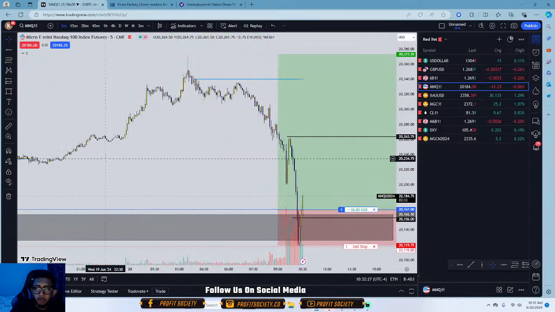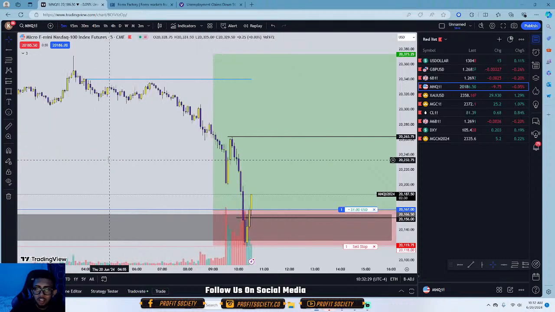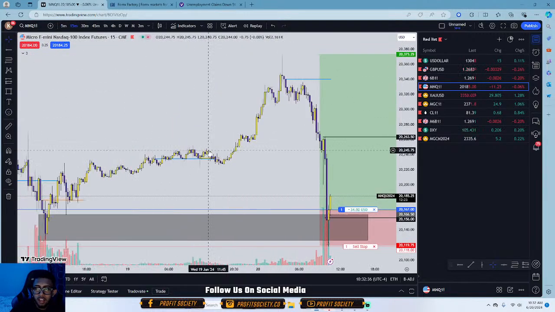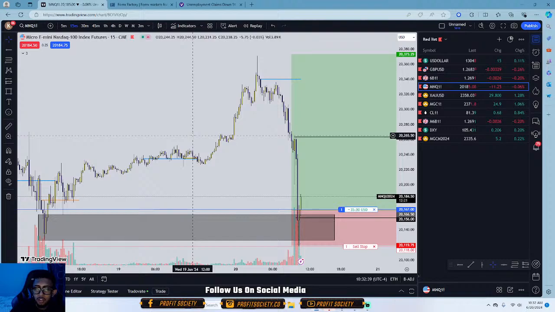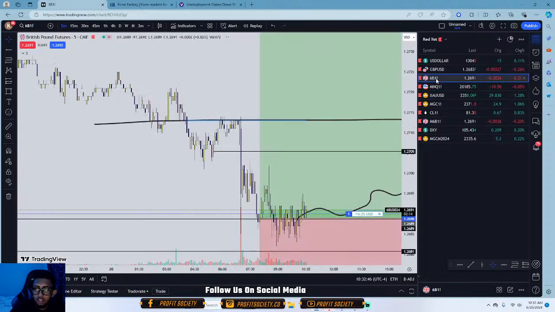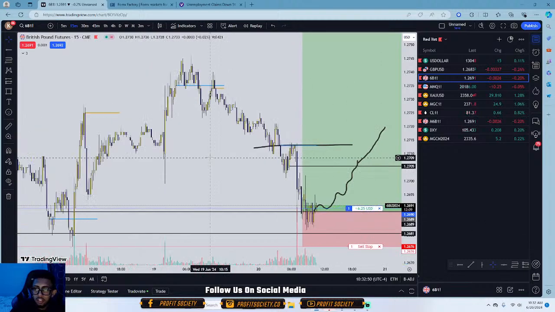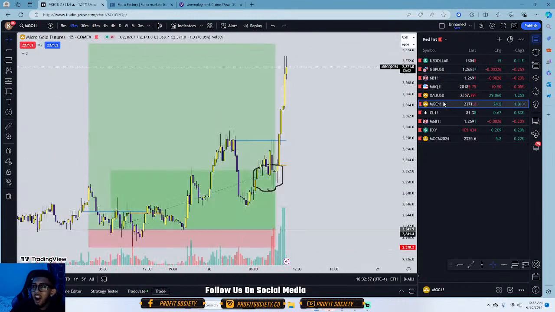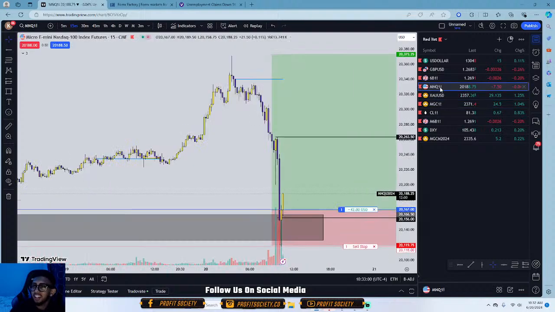If you took it with more than 1 contract, then what you would do is probably just slowly scale out of that position as it gives you more profit. So that's that. GU is again moving pretty slow. So it's looking like NASDAQ and gold are the plays today, right?